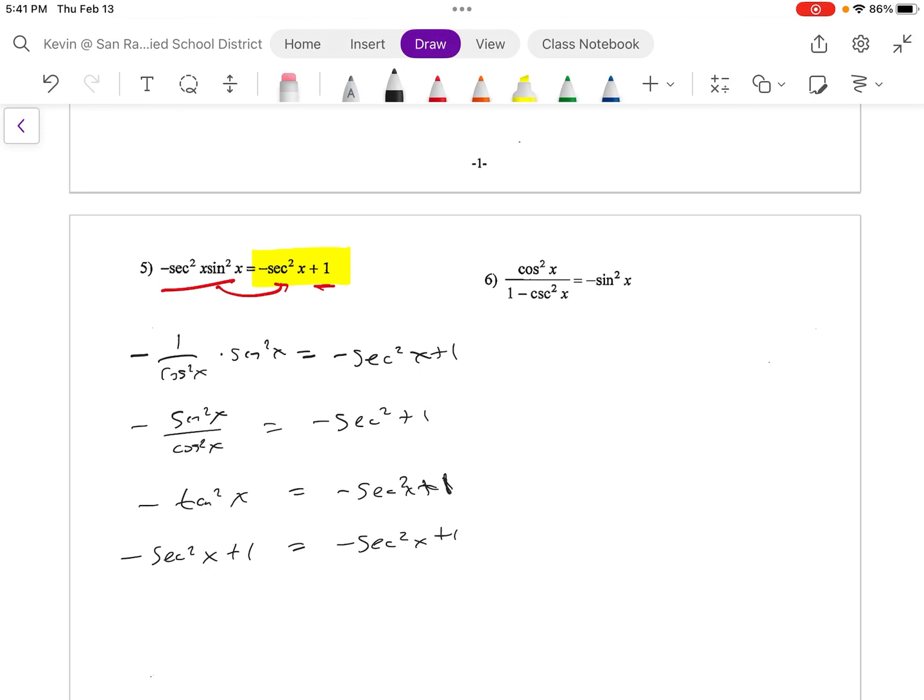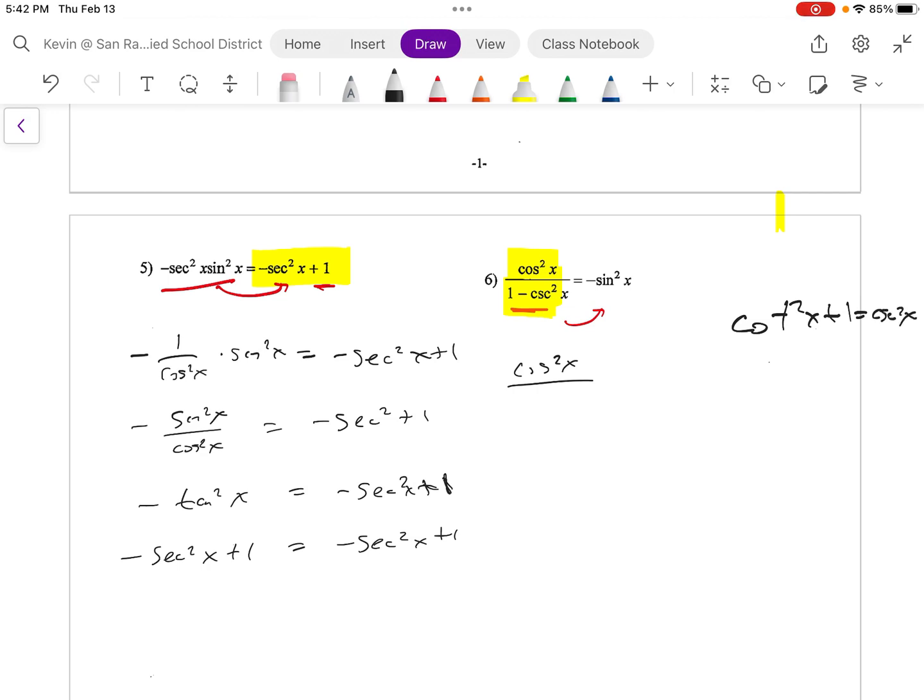Okay, I gotta stop, I gotta go. Well, obviously, we're gonna work on this side to make it look like that side. Since I have 1 minus cosecant, I'm thinking Pythagorean. Because of this, I'm thinking Pythagorean. So let's go cosine squared x and 1, let's see, cotangent squared x plus 1 equals cosecant squared x.